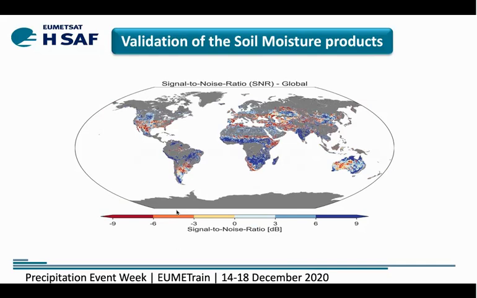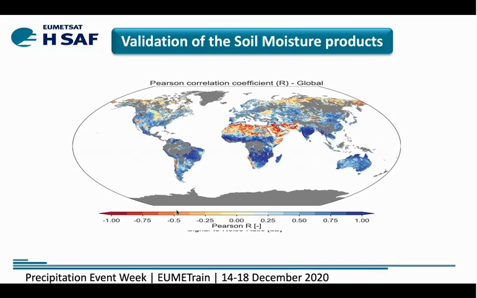So the scores evaluated for the validation of the soil moisture product are the signal to noise ratio and the Pearson correlation coefficient over the committed area and also over all the other areas, as I said before.